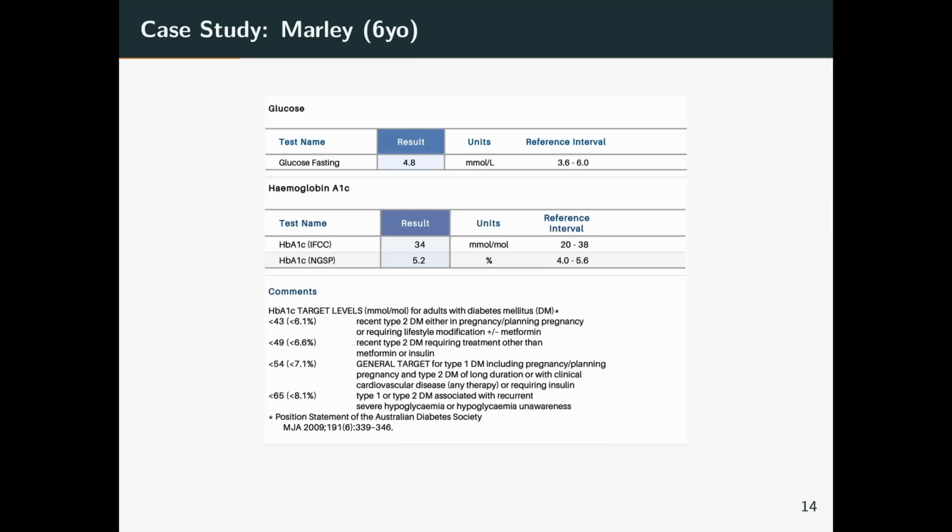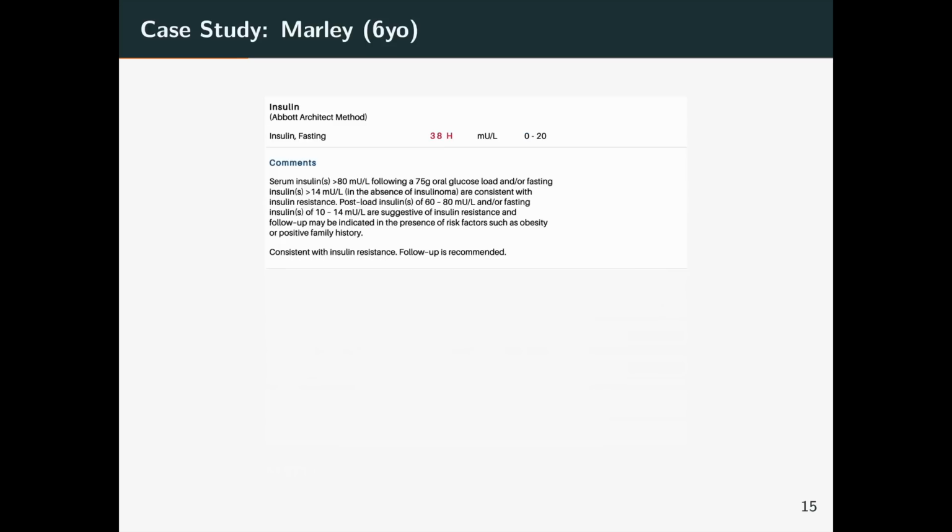So we did some fasting glucose, and the fasting glucose is really good. And the HbA1c was in the normal range, so everything's looking good. Except that her fasting insulin is 38. And ignore that reference range. Below it says that a fasting insulin on the Abbott architect method of between 10 and 14 is suggestive of insulin resistance. So she's well above that. And just keep in mind this is a fasting insulin. And so this is essentially as low as this girl's insulin ever gets.